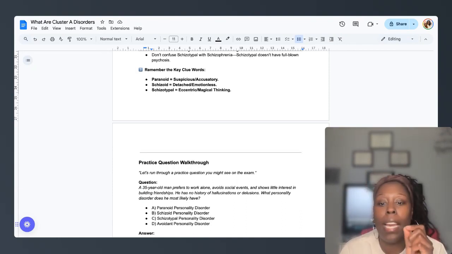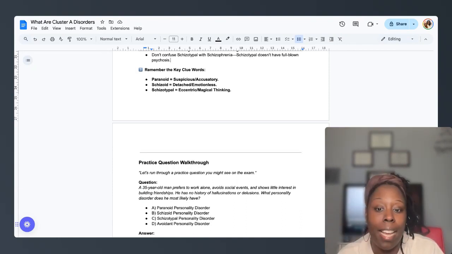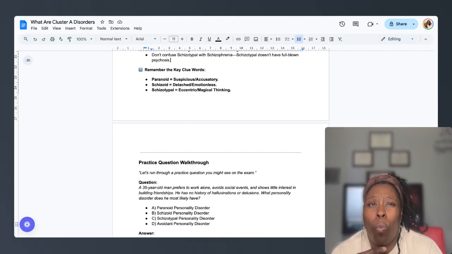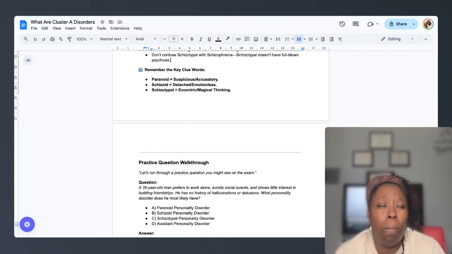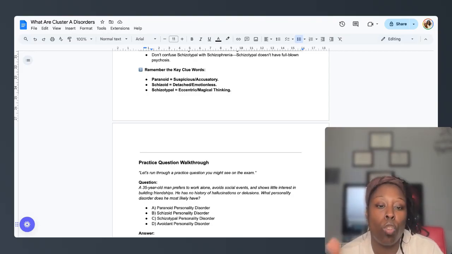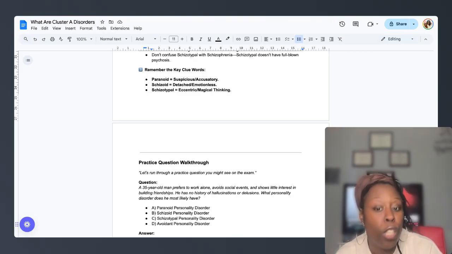So looking right here, I gave you the hint when it has that avoid right there. He avoids social settings and social events, not because he's weird or doesn't like to be around people or feel other people watching or looking at whatever it may be. He just prefers this. He prefers to work alone. And he also shows little interest in relationships, friendships, all of those things. Are we going with A, paranoid, B, schizoid, C, schizotypal, D, avoidant?